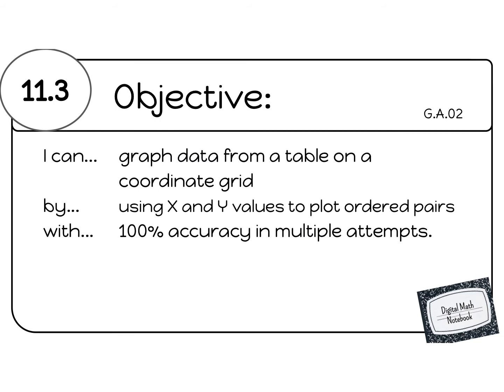This lesson's objective is: I can graph data from a table on a coordinate grid by using X and Y values to plot ordered pairs with 100% accuracy in multiple attempts. Please pause now to write the I can and by statement in your digital math notebook.